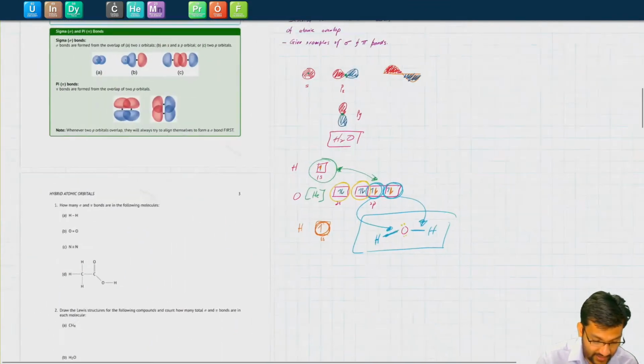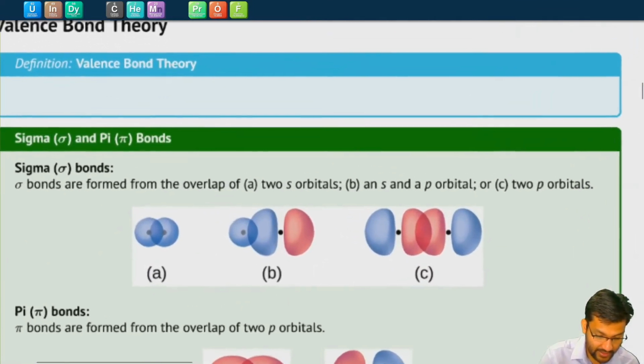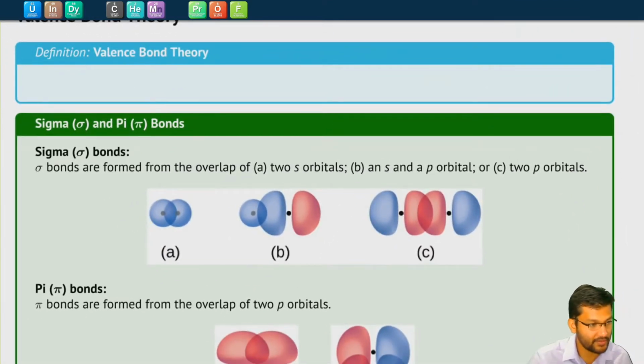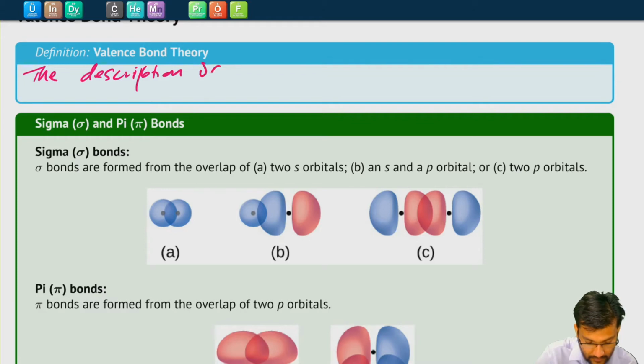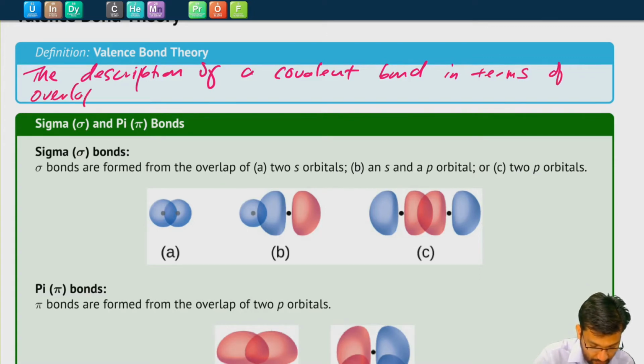Okay, so that's essentially what valence bond theory is all about. Valence bond theory is simply the description of a covalent bond in terms of overlap of half-filled atomic orbitals. Atomic has one T.